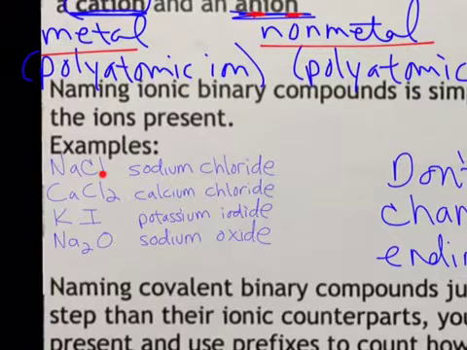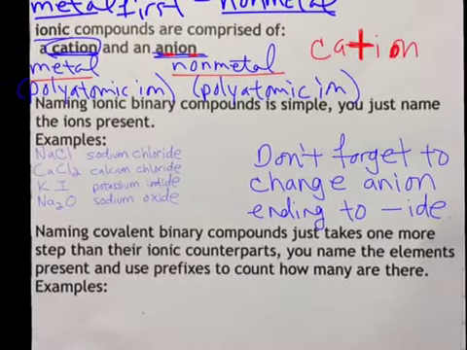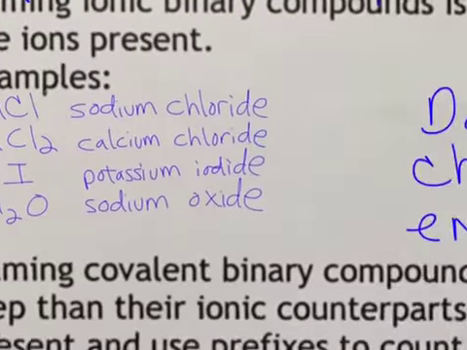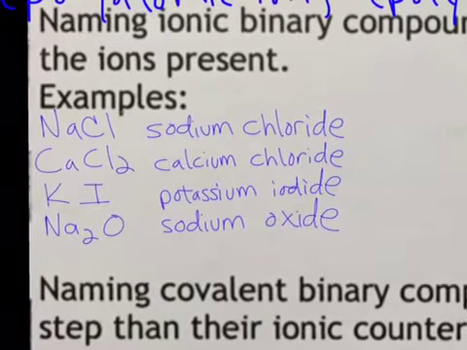The Cl, well, that's chlorine, but don't forget, when we have our binary compounds, don't forget to change the anion ending to "ide." Make sure that you write that down. So sodium chlorine would not be correct. This is sodium chloride. The next one is CaCl2. Ca is in group 2A. That's calcium. It is a metal.